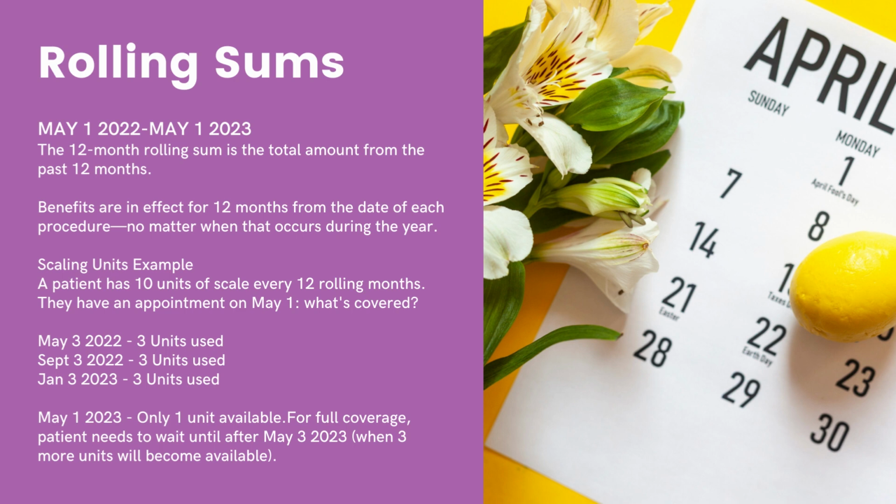This will be the same for any procedures on rolling months or years. If a patient is covered for a complete oral exam every 3 rolling years, you look back at the time it was done, and then you can calculate and say, you had the exam done on April 24th, 2020, therefore you're eligible today for another.